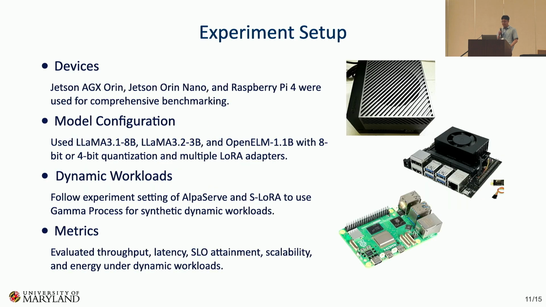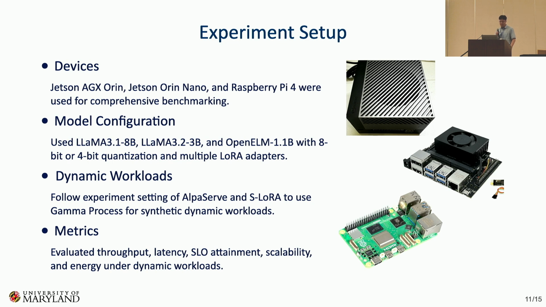We use three different types of hardware: Jetson AGX Orin, Jetson Orin Nano, and the Raspberry Pi 4, covering a wide range of computing capability. This allowed us to benchmark performance across both high-end and highly resource-constrained edge platforms. For models, we evaluate Llama 3.1 8 billion, Llama 3.2 3 billion, and OpenELM 1.1 billion, using both 8-bit and 4-bit quantization. Each model was paired with multiple LoRA adapters to simulate realistic multi-tenant scenarios.